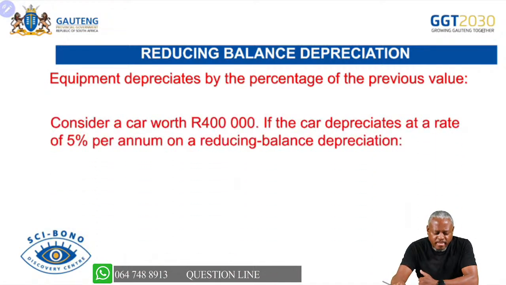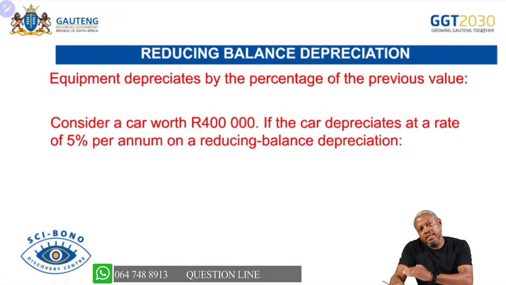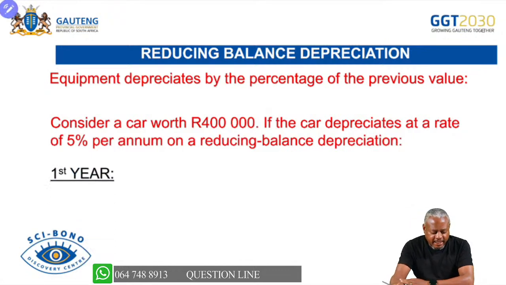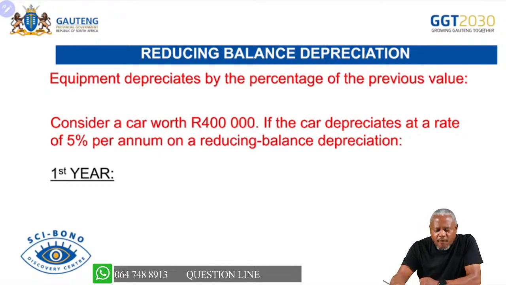And then let us go on. Here we have been asked to consider a car worth 400,000 if the car depreciates at the rate of 5% per annum on a reducing balance depreciation. So with the word depreciation, like I said, what should stick in your mind is minus. And then the first year, we have 400,000. 5% of that is almost 20,000.